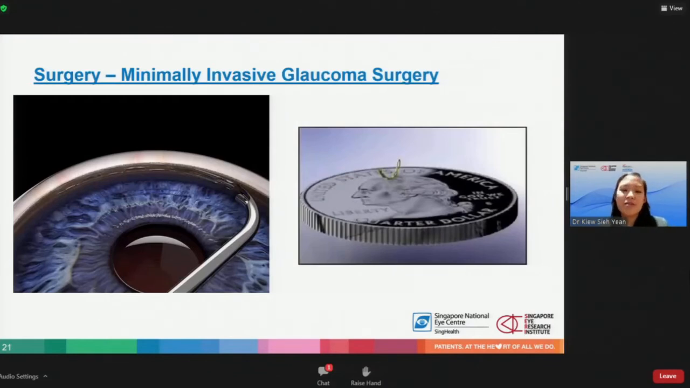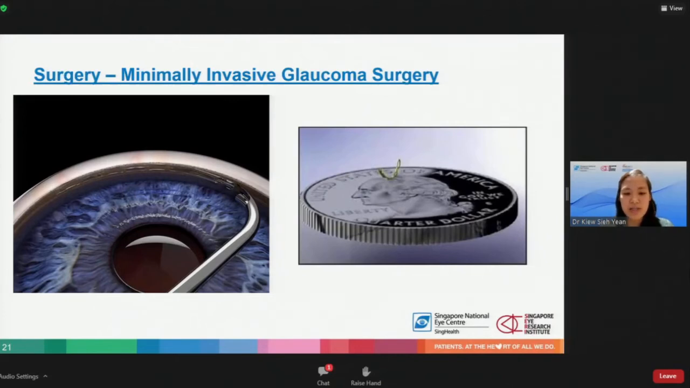Minimally invasive glaucoma surgery refers to the placement of small devices that help to drain the fluid and lower the pressure. Unlike traditional surgery, the implant is very much smaller and the risks of surgery are lower, but the reduction in eye pressure achieved is also much less than that of traditional surgery.